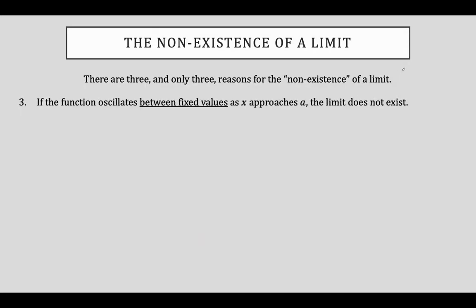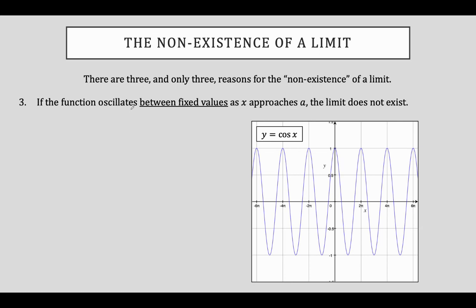Let's look at our third and final reason for the non-existence of a limit. If the function oscillates between fixed values as x approaches a, the limit does not exist. All right? So what does the word oscillate mean? It means it's going to jump back and forth between two different numbers. Here is a graph that you guys are very familiar with. Y equals the cosine of x.